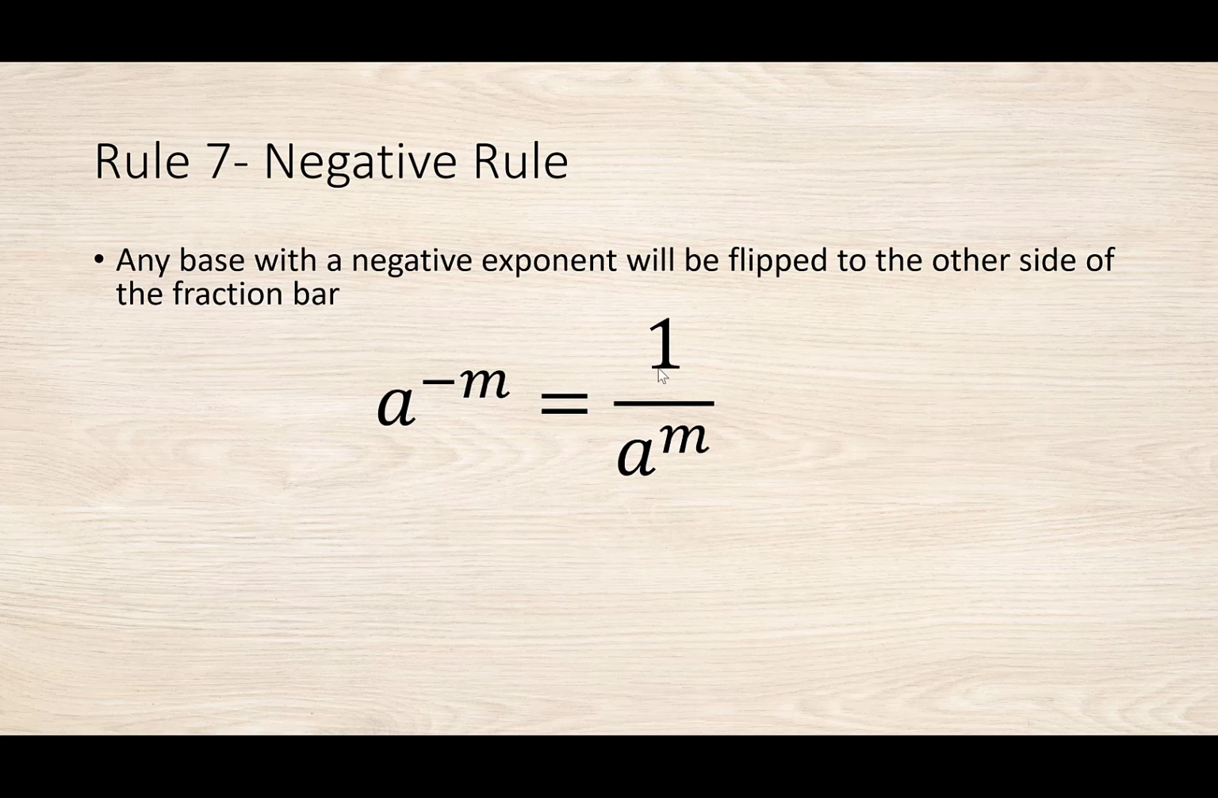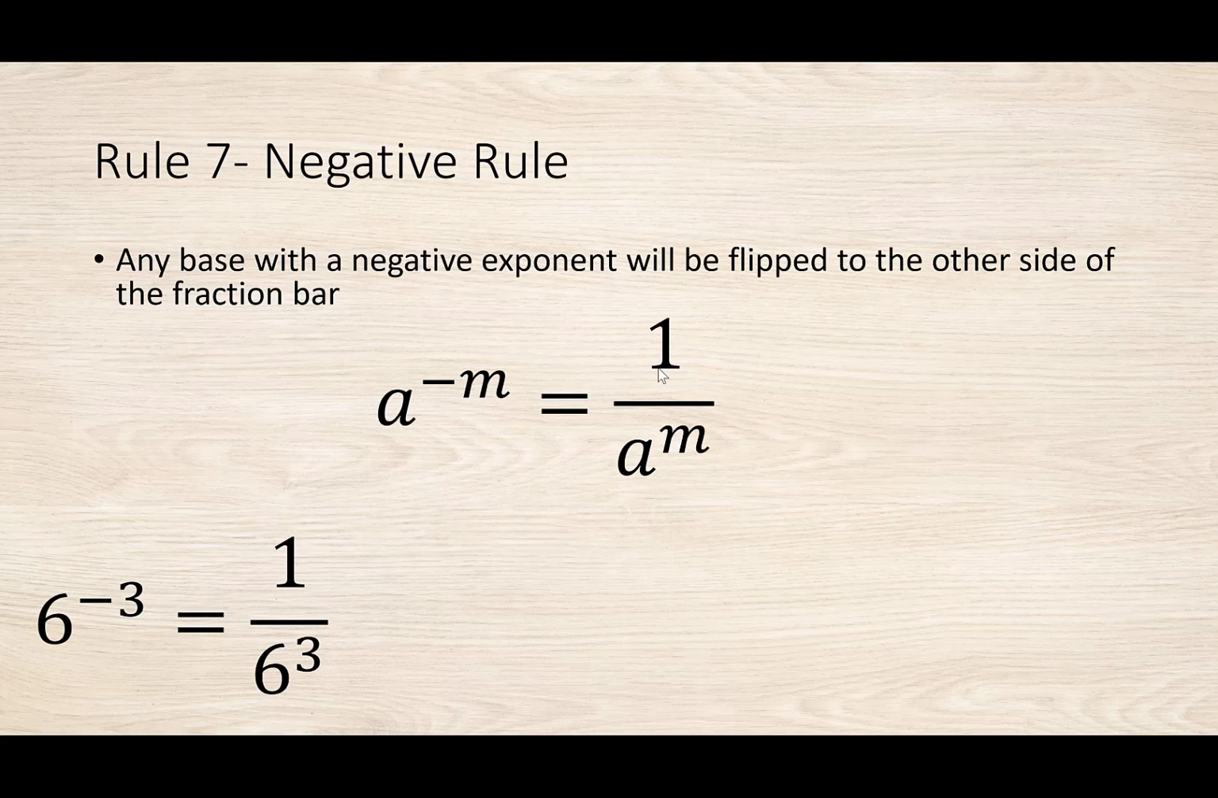Any base with a negative exponent needs to be flipped to the other side of the fraction bar. I don't know why, but this rule seems to be the one that people struggle with most in remembering. If the exponent is negative, it does not mean that your base is negative. It means that it's on the wrong side of the fraction bar, and we need to take it and flip it over. So if I have 6 to the negative 3, I need to flip it over the fraction bar.